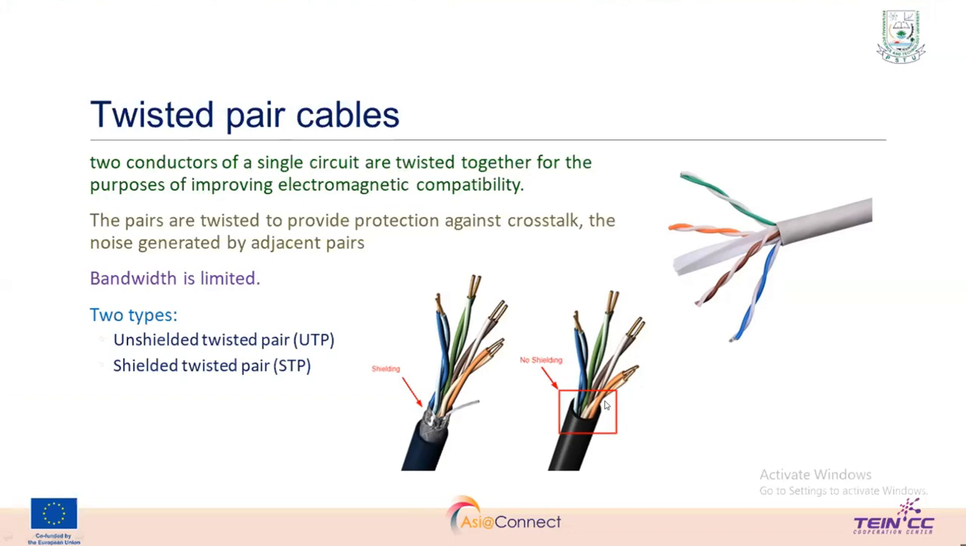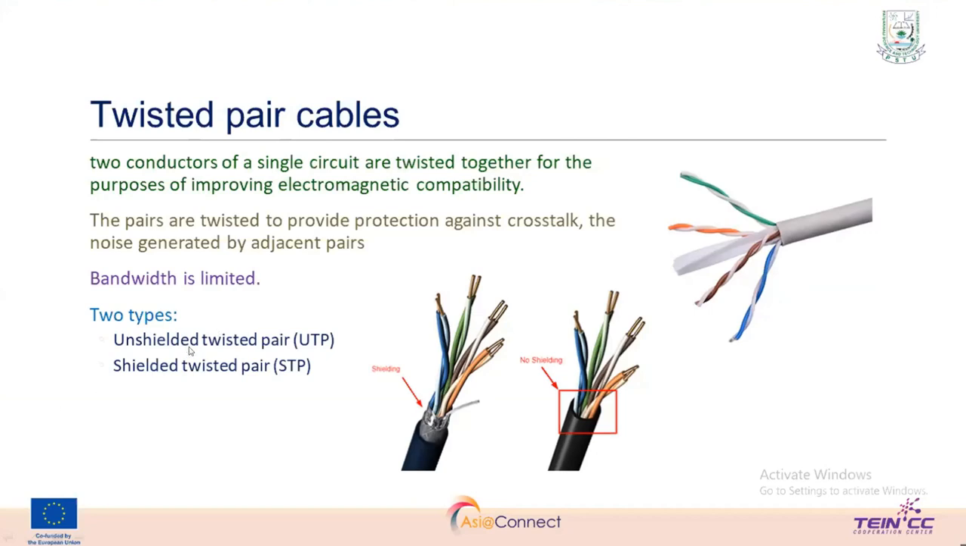When electrical signals move through a straight line, they cause some coupling of electromagnetic waves and make some electrical field. So when you twist two wires together, you get protection against crosstalk. It will not couple to the next twists. Twisted pair is a cheap cable compared to the coaxial cable, but the bandwidth is limited.